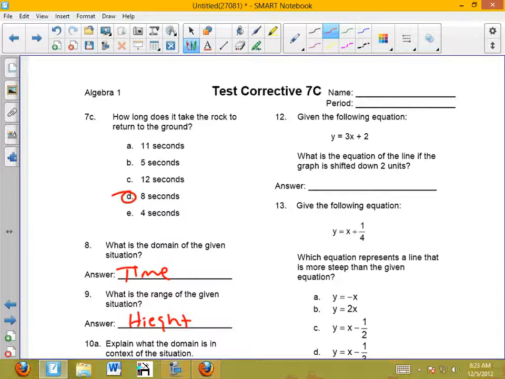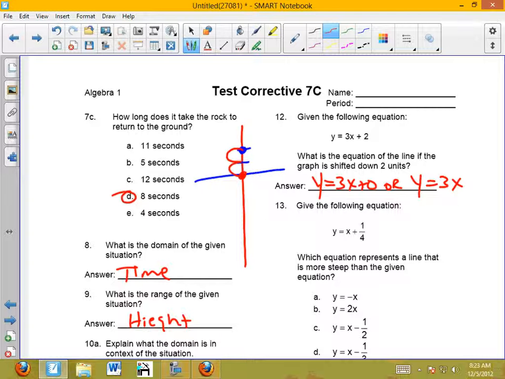Given the following equation, what is the equation of a line if the graph is shifted down 2 units? So on my y-axis, my y-intercept is at positive 2. This is where I'm at right here. I'm going to shift it down 2 units. So that means I'm going to subtract 2 from my y-intercept. 1, 2. My new y-intercept is 0, so I could either write y equals 3x plus 0 or y equals 3x. When you shift up or down, you're talking about changing the y-axis.